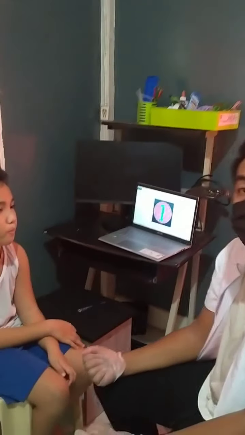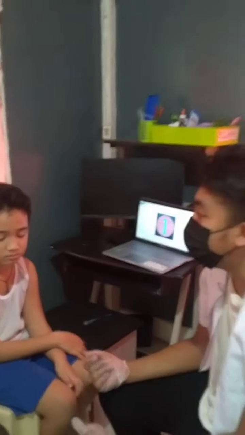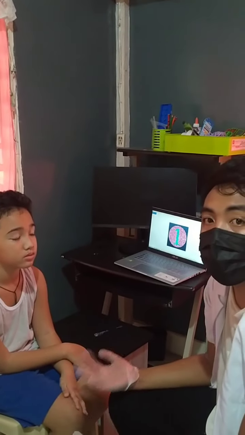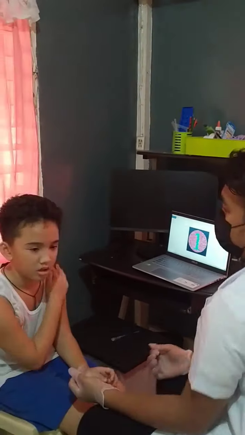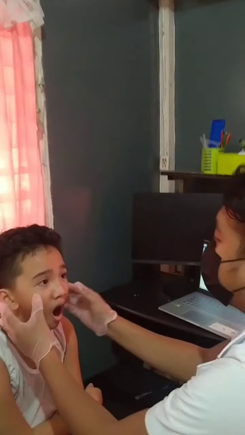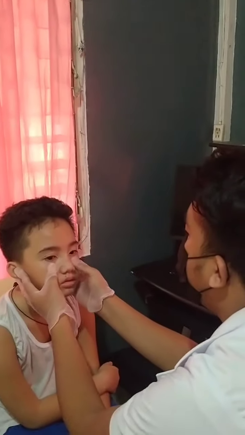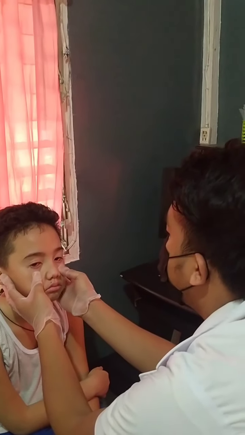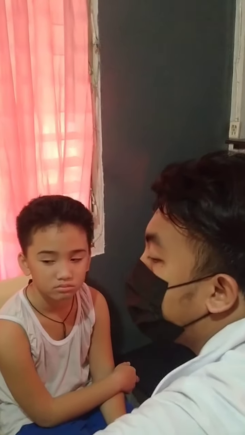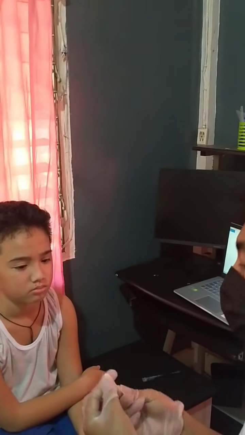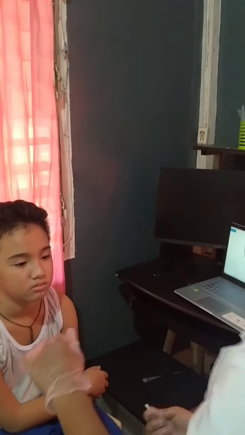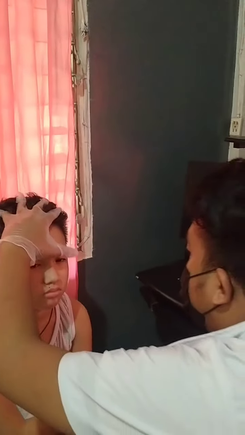The next thing we'll do is inspect the patient's bulbar conjunctiva and palpebral conjunctiva. Then, in inspecting the patient's palpebral conjunctiva, we need a cotton bud to help in inspecting.